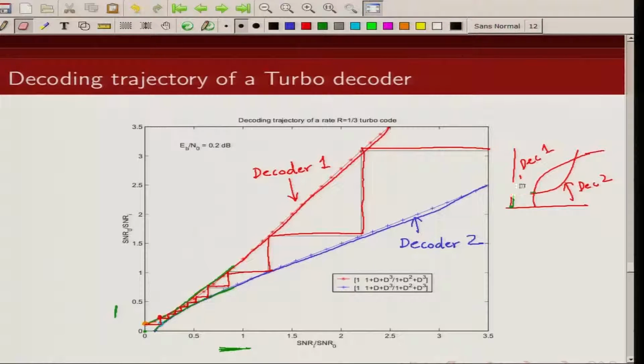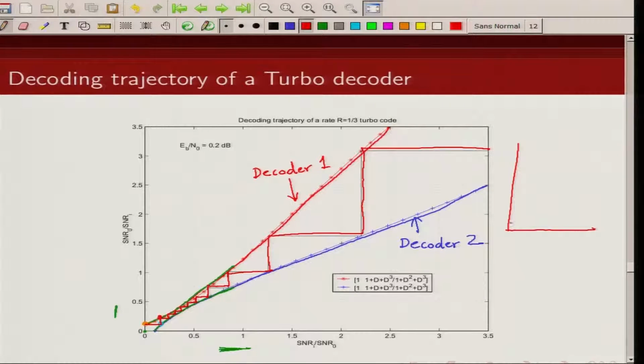Let me draw slightly better transfer characteristics. So, you draw it, let us say you draw it like this. Okay. Now, let us draw the decoding. So, this is transfer characteristics of decoder 1 and this is transfer characteristics of decoder 2.